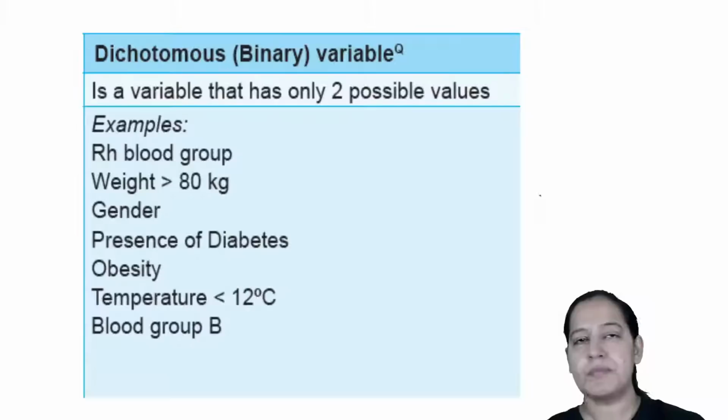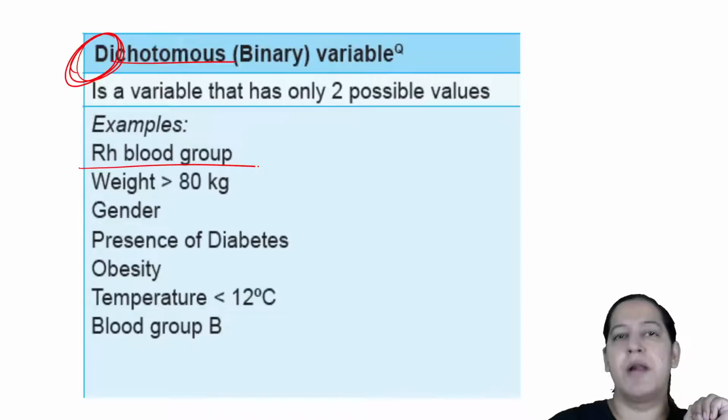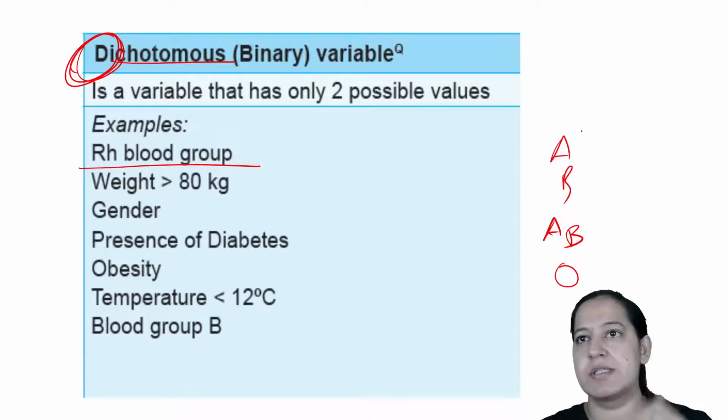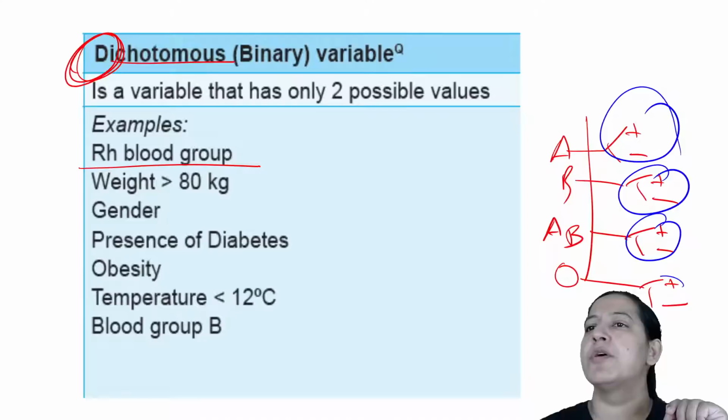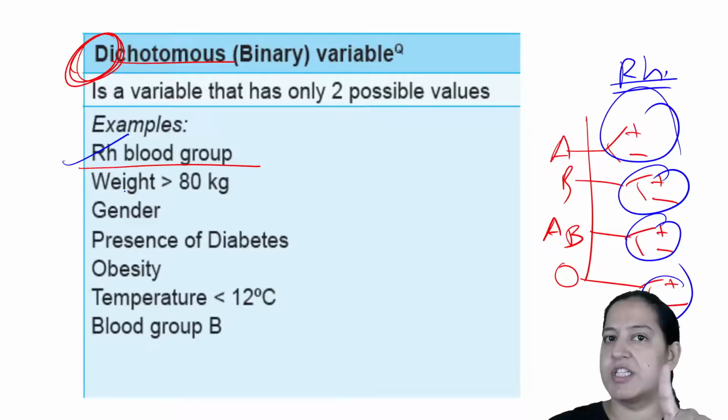So what is the Rh blood group? Whether your blood group is A, B, AB or O depends on the ABO system. But whether it is A positive or A negative, B positive or negative, AB positive or negative, O positive or negative, you always have two options, positive or negative. This positive, negative is of Rh. So Rh blood group is whether it is positive or negative.